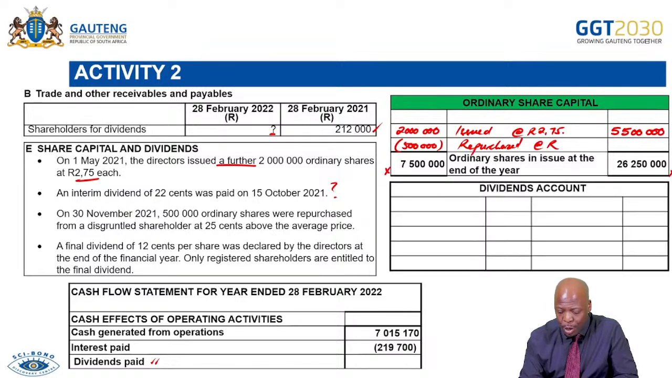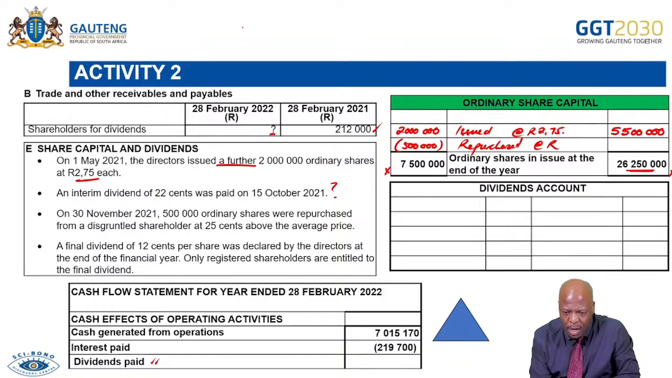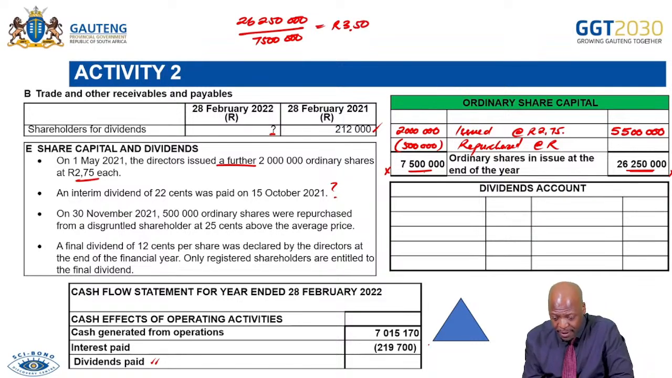So to get the average price, I'm now going to say my 26 million, which is this one here, 26,250,000. I divide that by the 7.5 million, which is this one here. Please punch that in your calculator. How much are we getting? We get 3.50 Rand. That becomes my average price. So my average price comes here on this side of the triangle, 3.50 Rand.